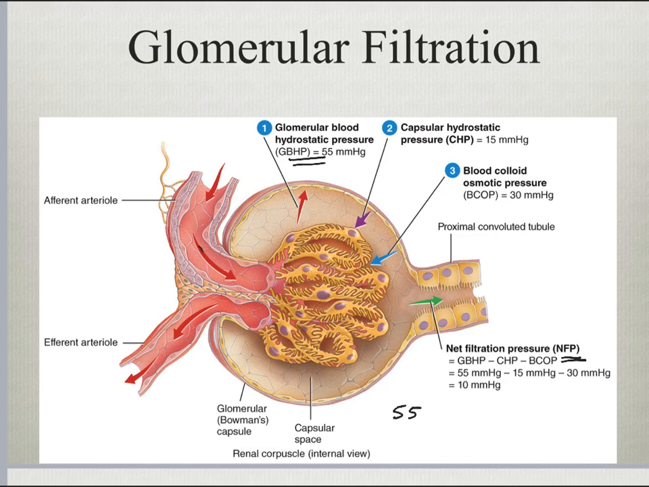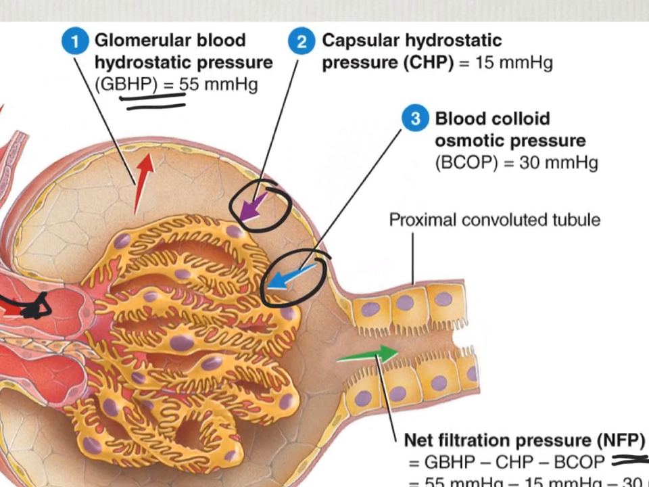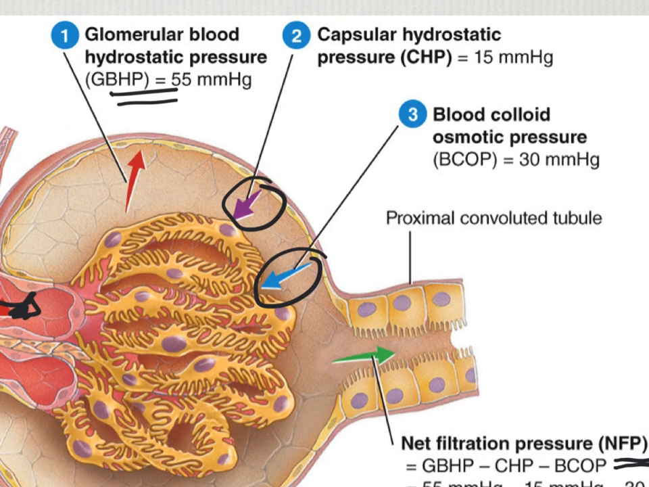Now this is what's coming in. We're going to have to subtract all of our external forces. See these purple and blue arrows that are moving down and exerting a force onto that glomerulus. The first is capsular hydrostatic pressure, and that is going to be the pressure of the filtrate inside this space. The capsule is going to push down on that filtrate, which is going to put a pressure onto that glomerulus.